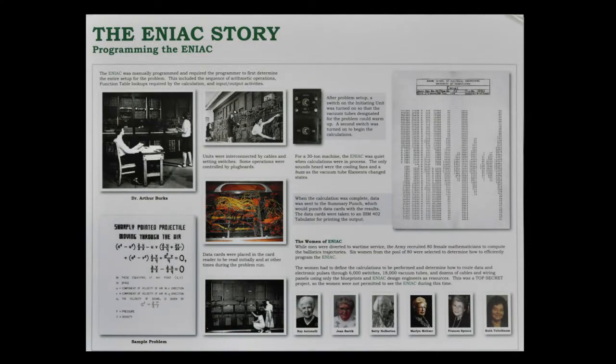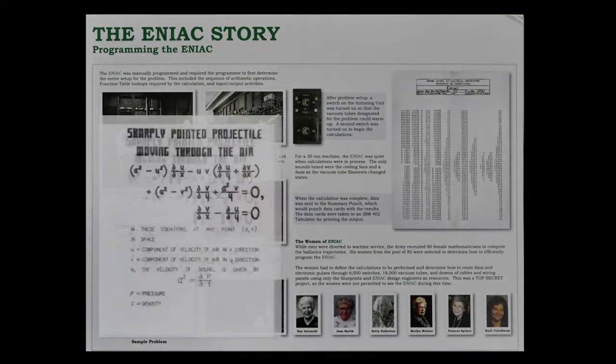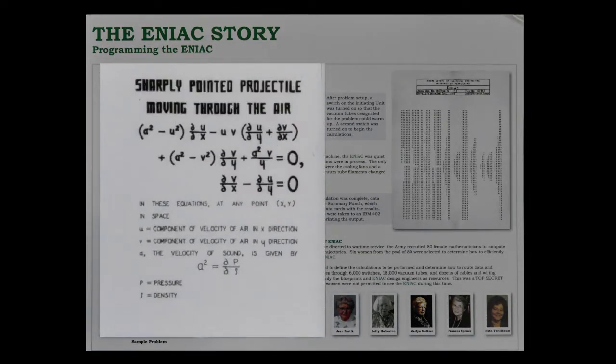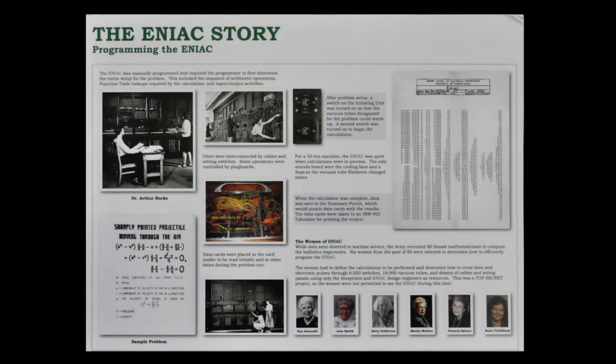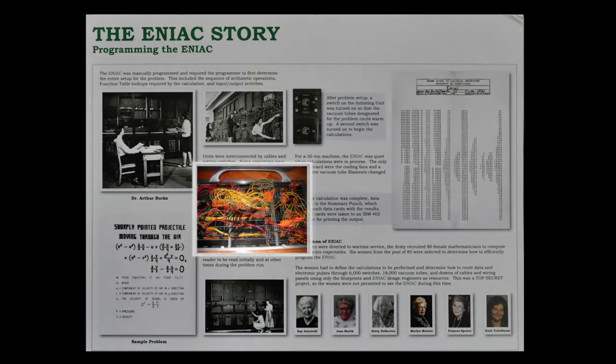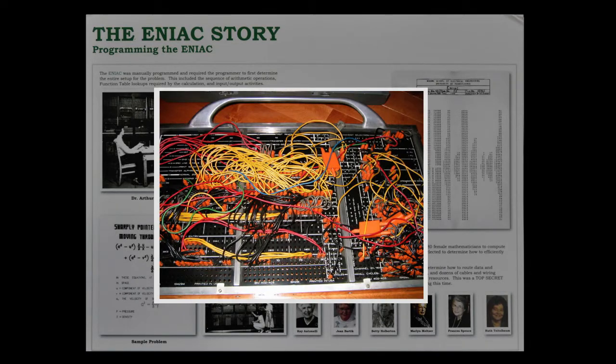The ENIAC was manually programmed and required the programmer to determine the entire setup for the problem: sequence of arithmetic operations, function table lookups, and input-output activities. Units were interconnected by cables and setting switches. Some operations were controlled by plug boards.